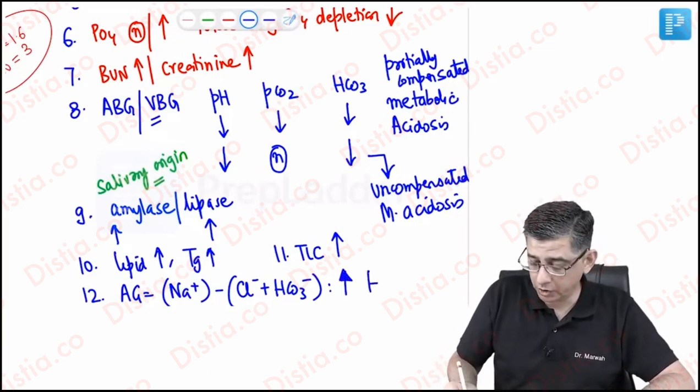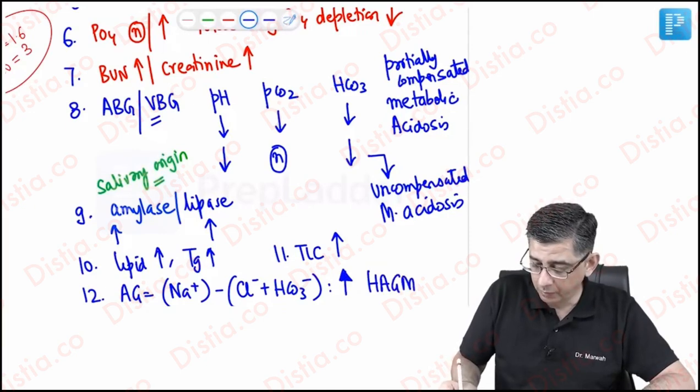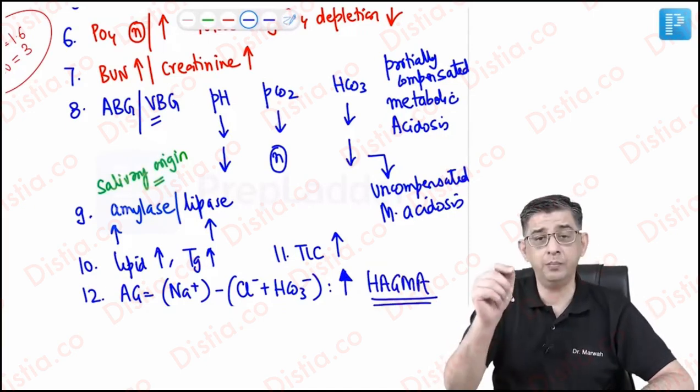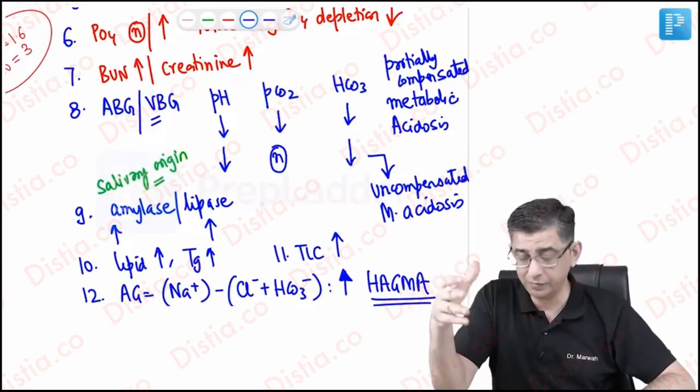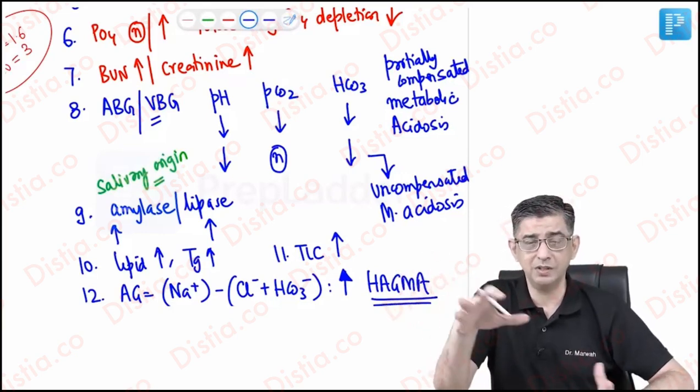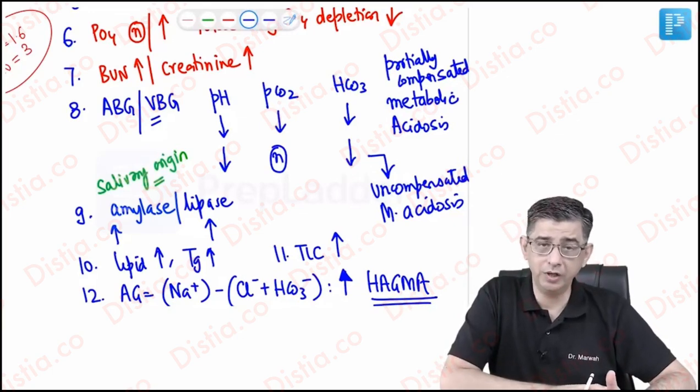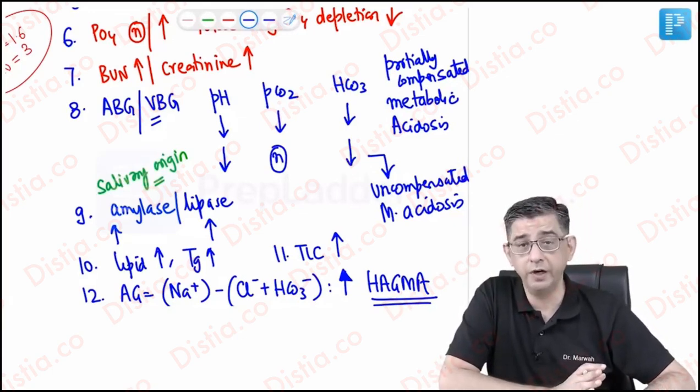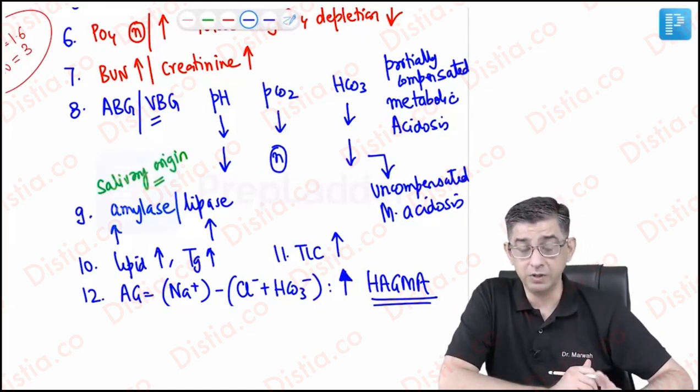So I'm going to use a short form here, that is HAGMA. HAGMA stands for high anion gap metabolic acidosis, which is always found in diabetic ketoacidosis. In fact, I would like you to listen to the ABG discussion after you're done with this video. There are 2 videos on ABG discussion which will help you solve a lot of questions, and at least in NEET PG 2021 there were 6 questions which had ABG values given in them.